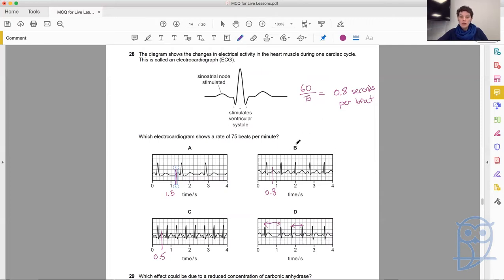And we have confirmed that B, 0.8 seconds per beat, that's the one we are looking for, because that's going to correspond to a heart rate of 75 beats per minute. So this question is slightly different from many other questions that they ask on this same topic, but when they ask a slightly different question, the information will be there for you to answer the question.